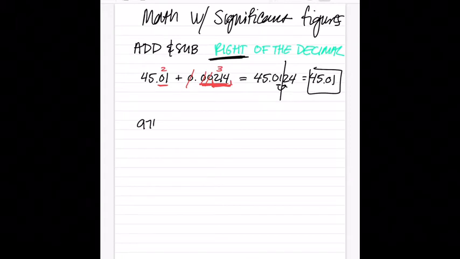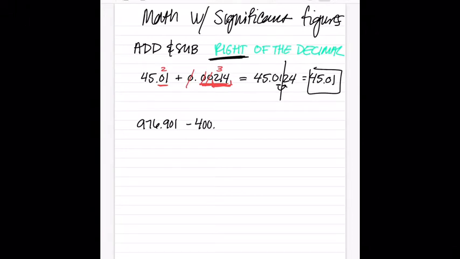So 976.901 minus 400.09. Okay, again, this is subtraction. The rules for addition and subtraction are the same, so we're looking at what's behind the decimal. Here, that's 3. That's a sandwich 0, that 0 counts. Here, that is 2, because that's technically a sandwich 0, so that counts. We are going to choose the least of these to report our answer to. So our answer will have 2.